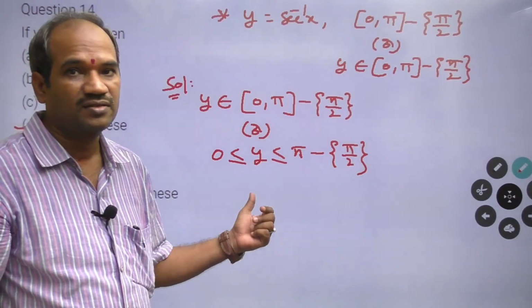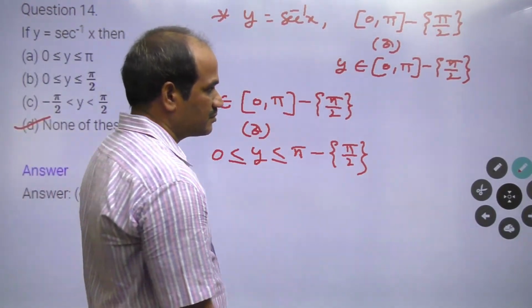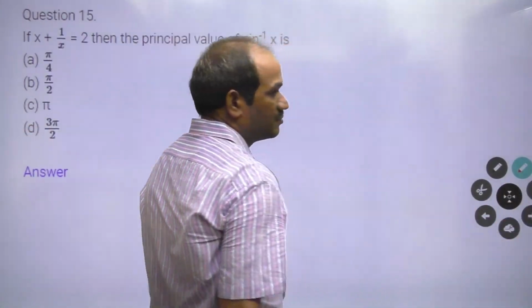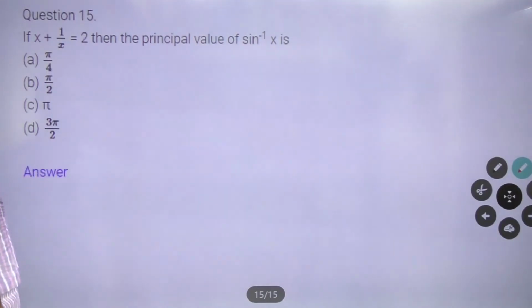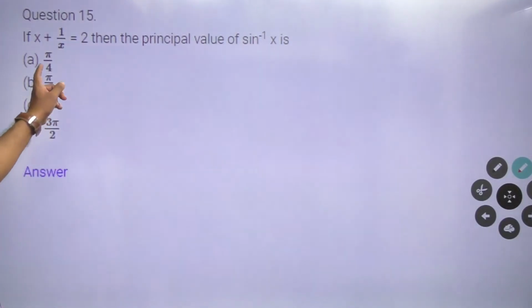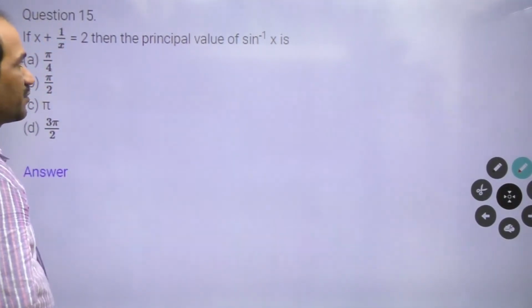Okay, write this question. See the next question: x plus 1 by x is equal to 2. Then find the principal value of sin inverse x.